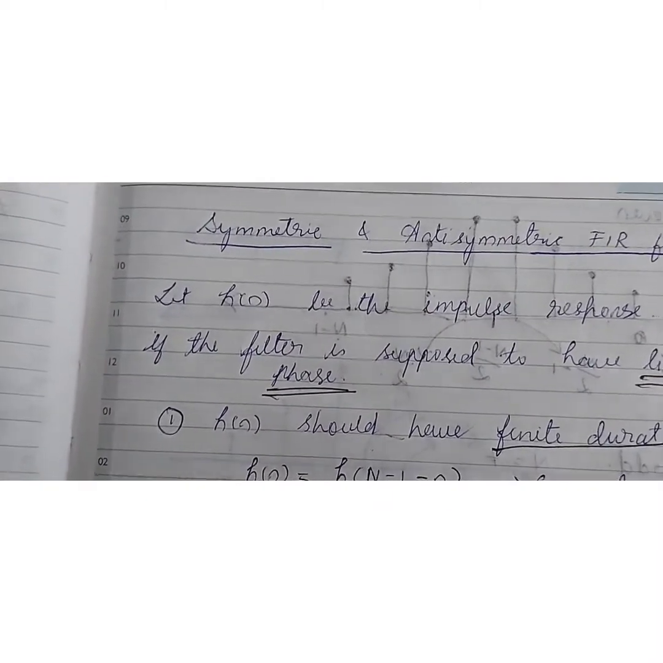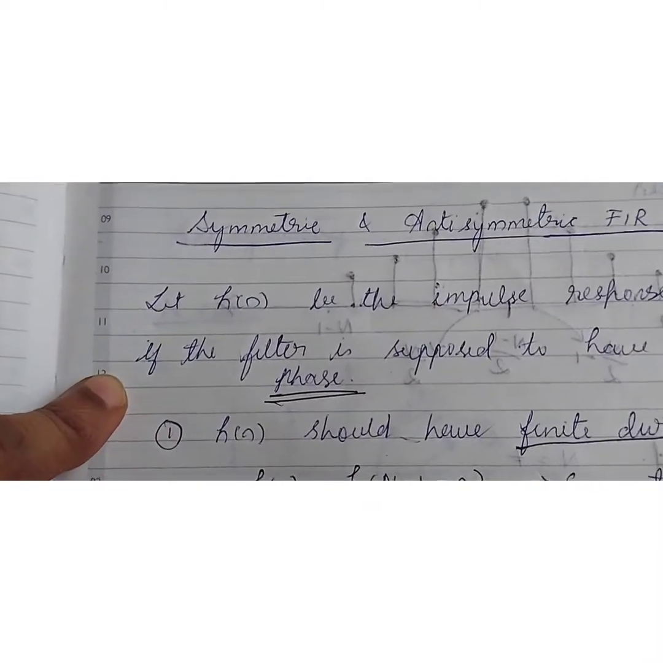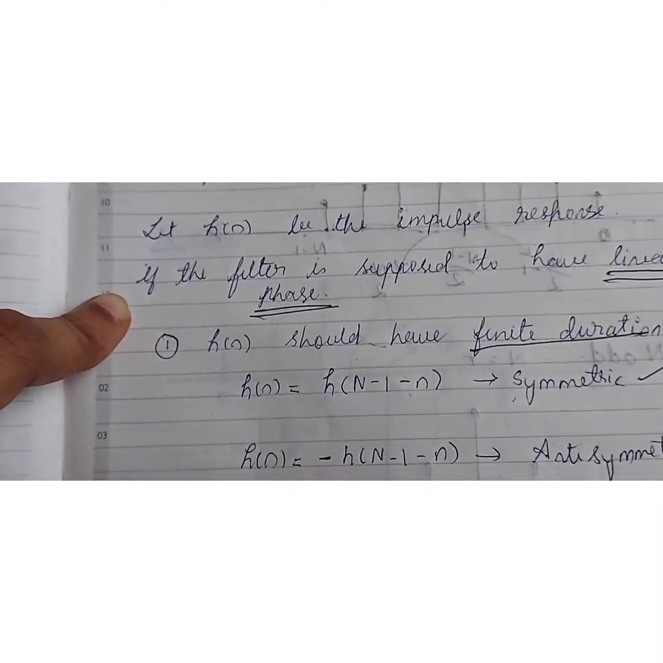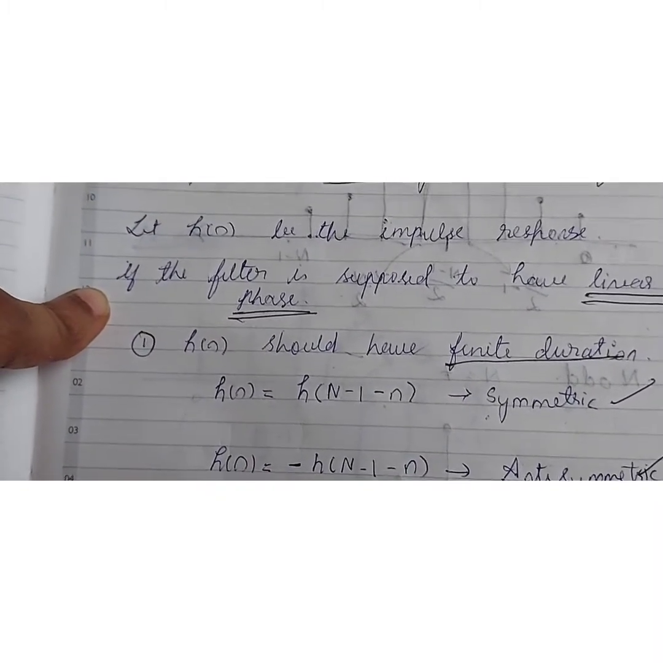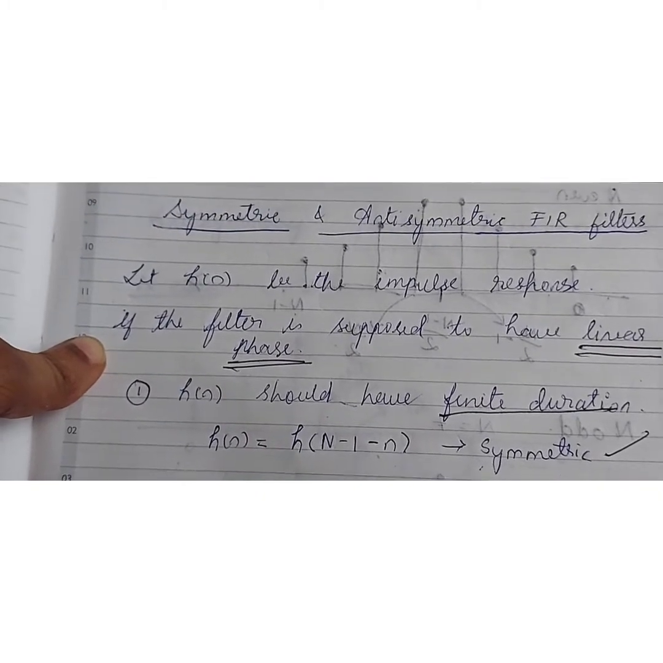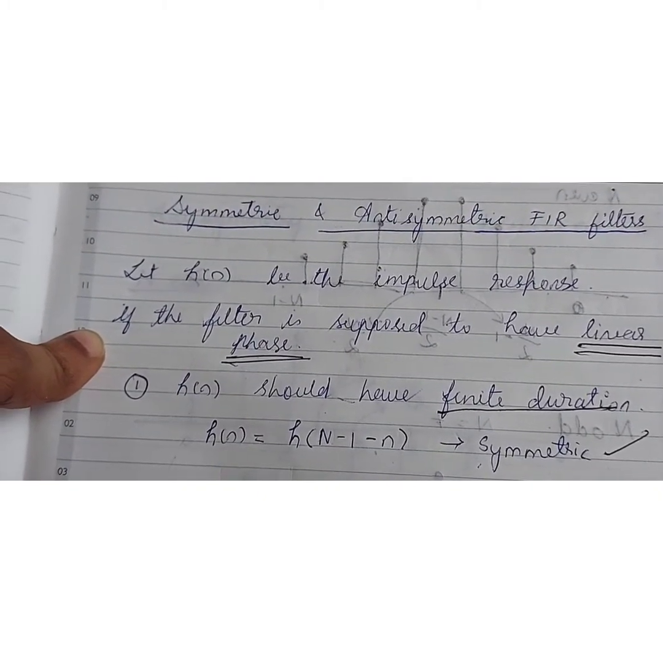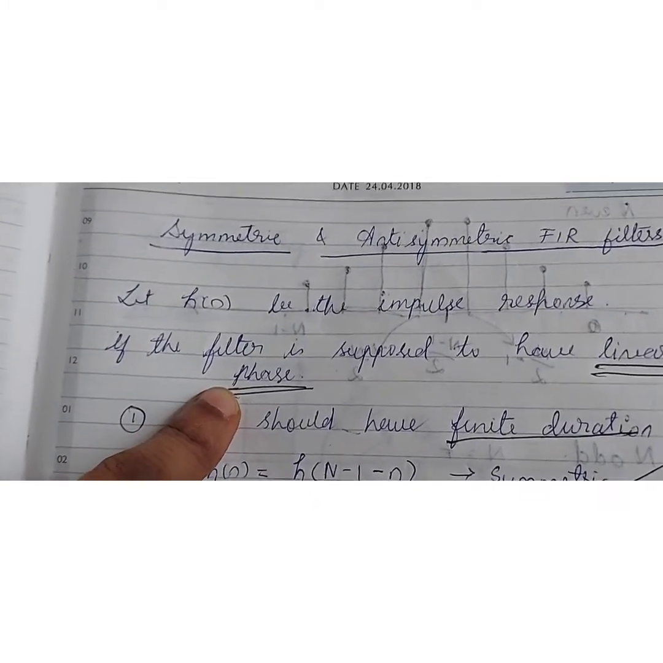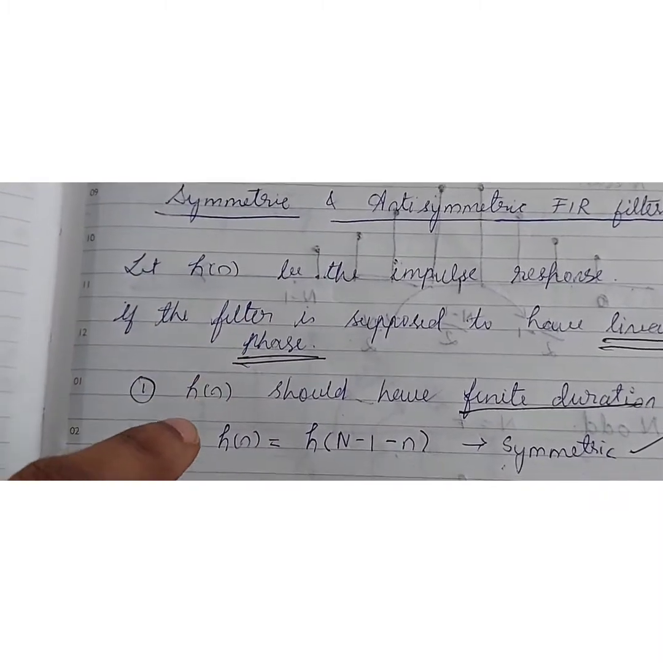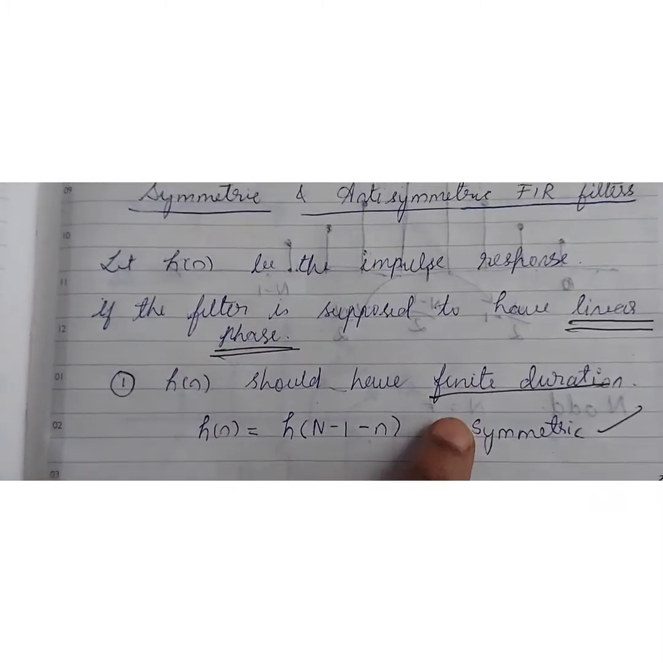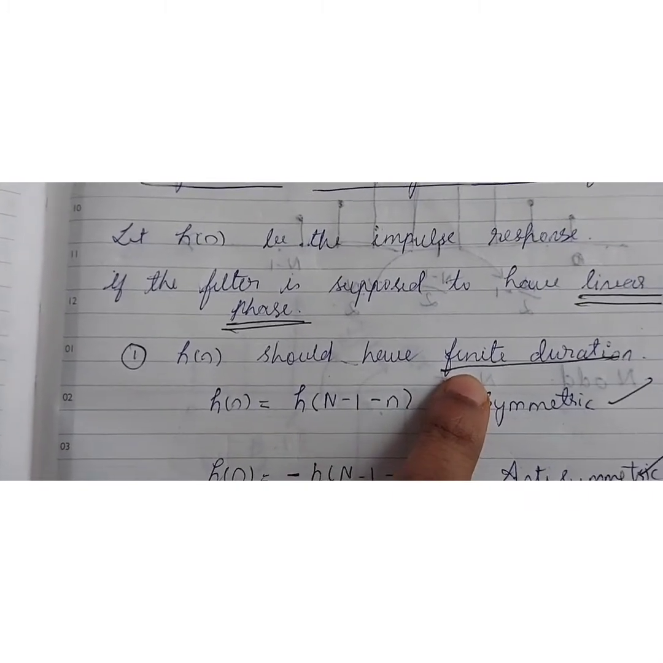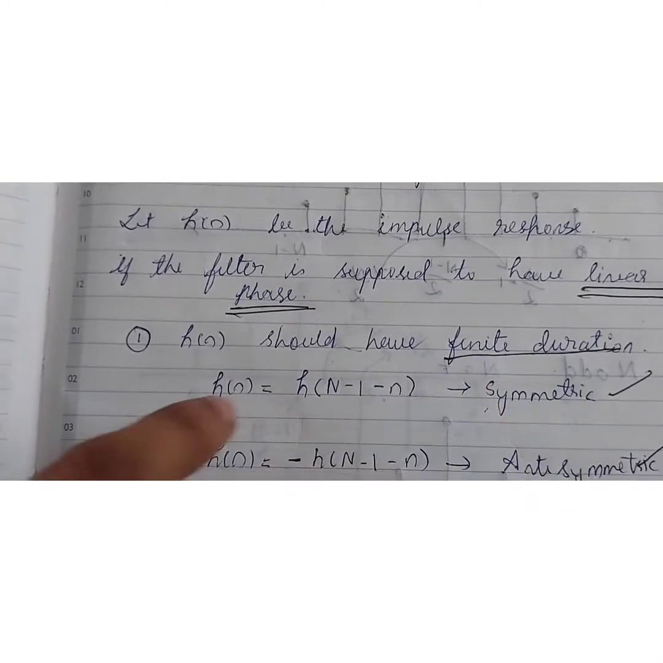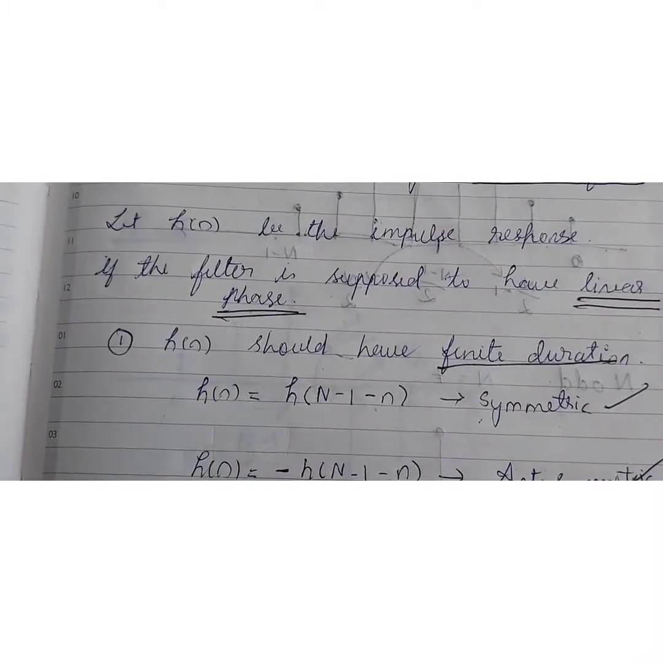So in this video, we will be having a look at the symmetric and antisymmetric FIR filters. Let me just go through once again what the basic requirement is for your FIR filter to have linear phase. If you want a linear phase FIR filter, there are two things. Firstly, your h of n, or your impulse response, should have a finite duration, and the next thing is your h of n should be either symmetric or antisymmetric.